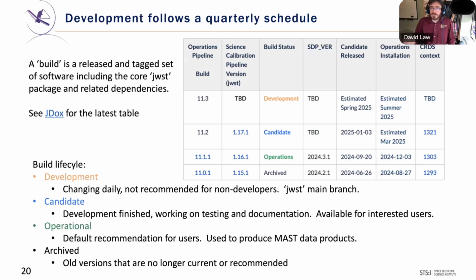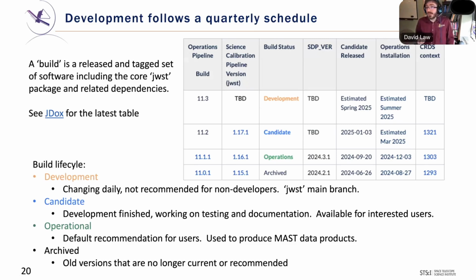So here's how we break down our own development into different versions and the life cycle that a given software build goes through. Here I'm calling a build both a released and tagged set of the JWST calibration software, but there's also a large stack of Python type dependencies and reference files and everything else that goes with it as well. So a given build that we're working on starts off as a development build. Here's what I've color-coded in yellow. This is what we're actively working on at any given time.